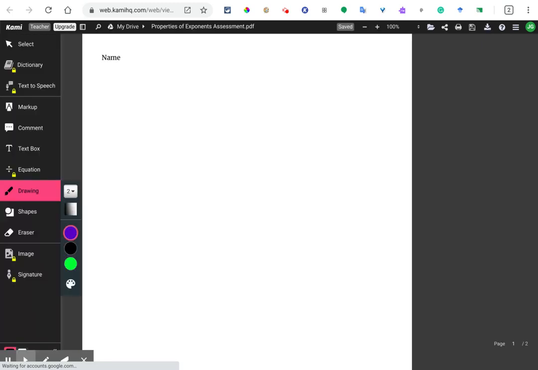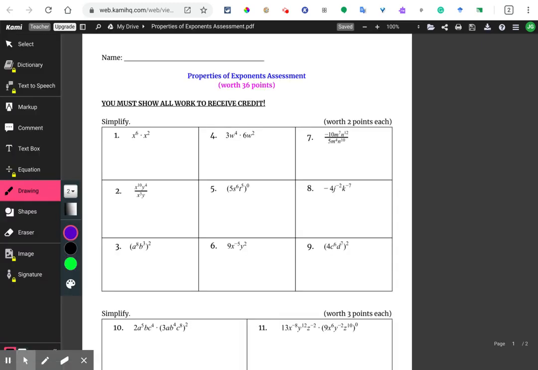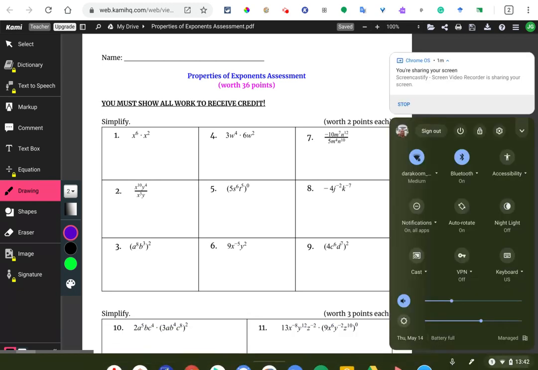Here we go. So I'm going to open with this other app here, which I can write on. It's called Kami. You can also download this. You don't really have to, but it is a pretty helpful app that you're able to write in if you want to. And if you have questions about that, I could help you.